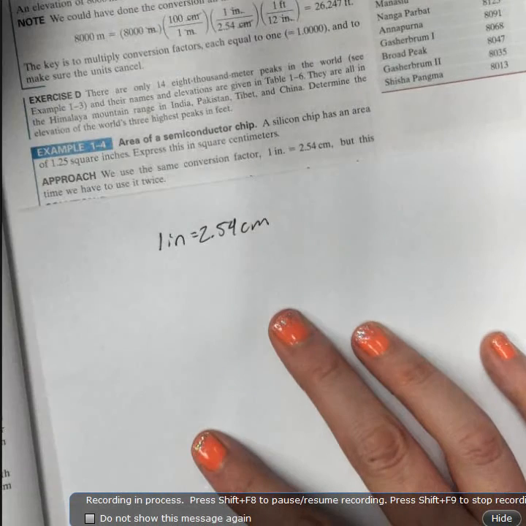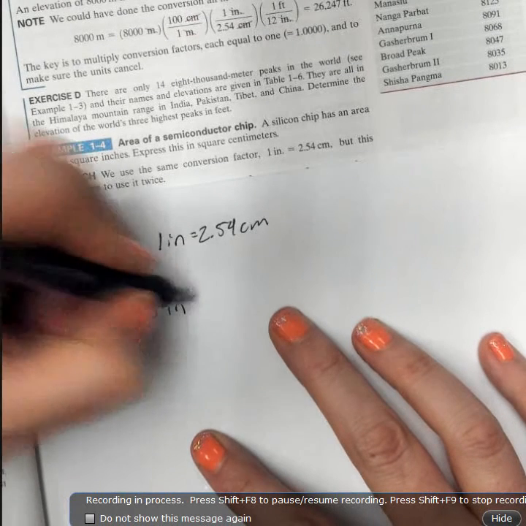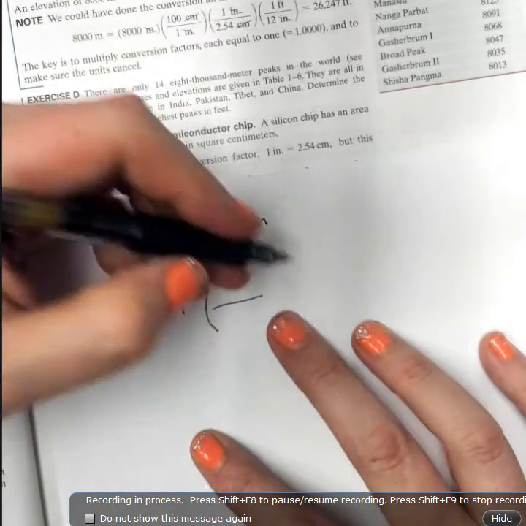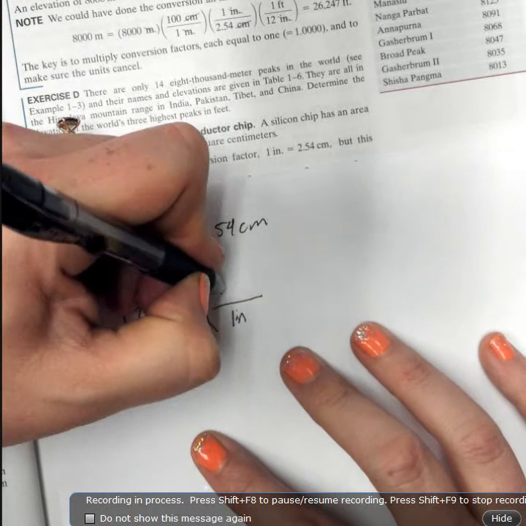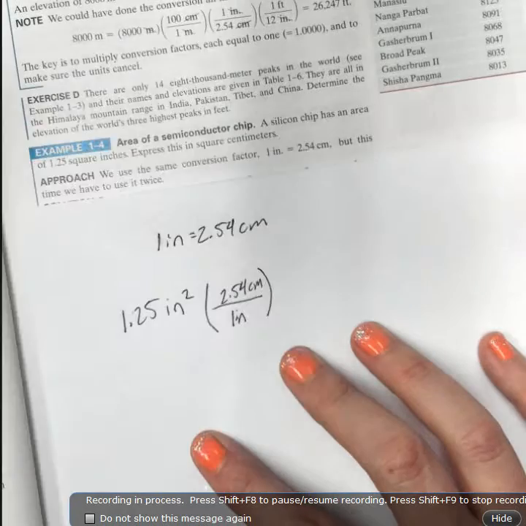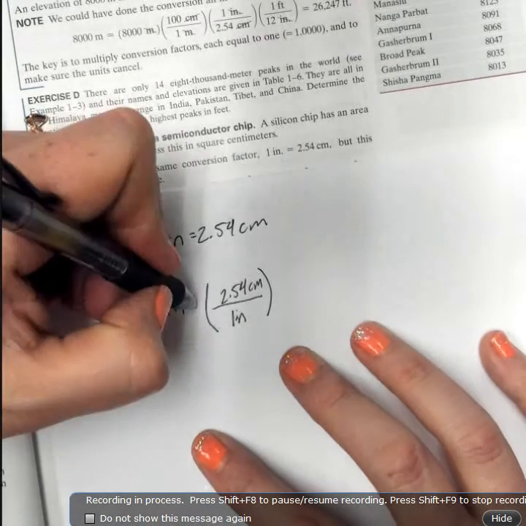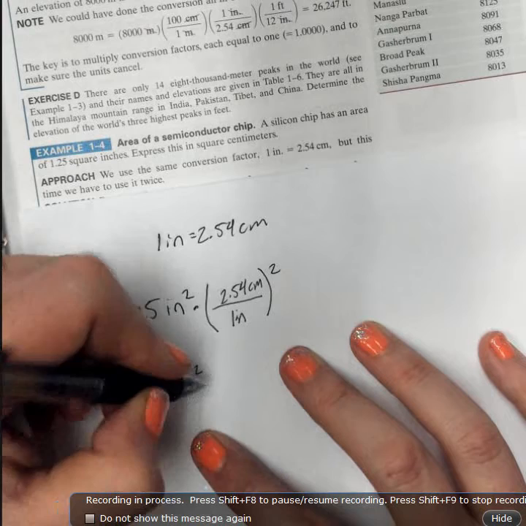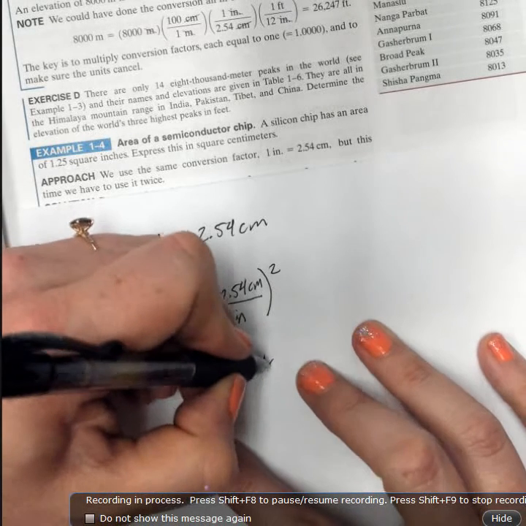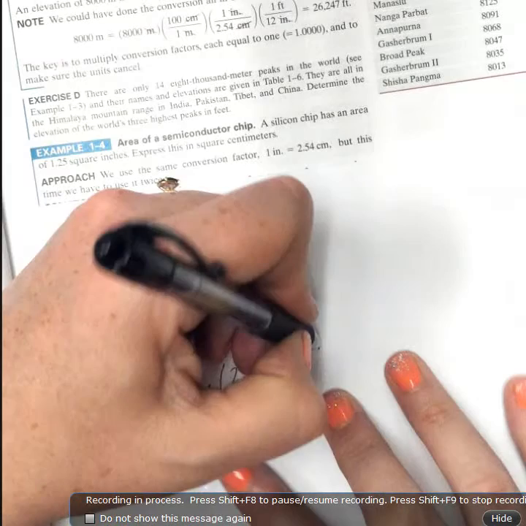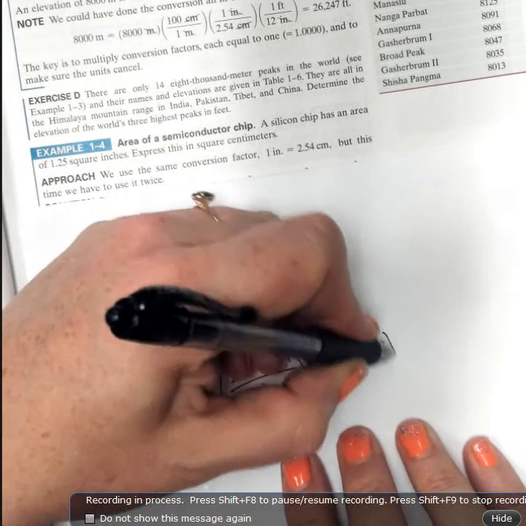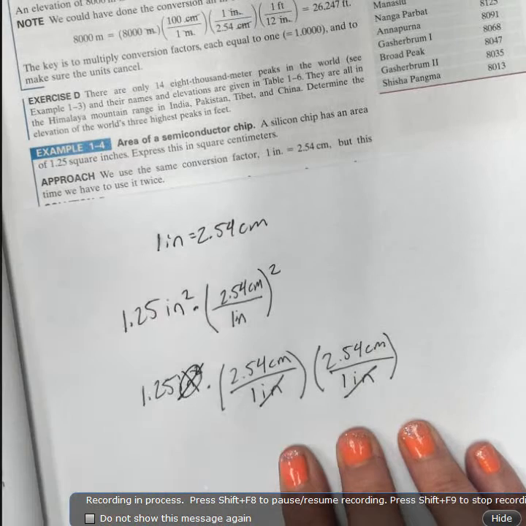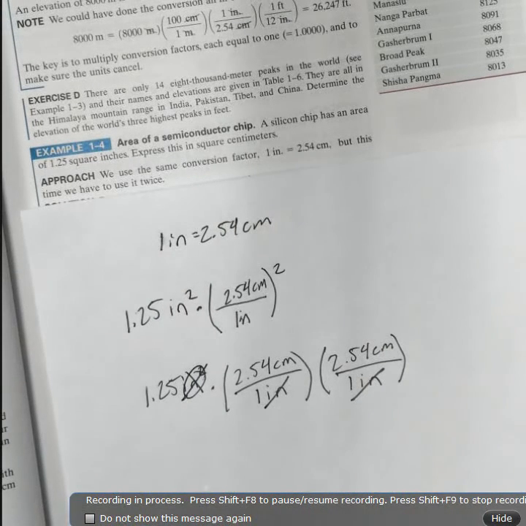But you see, we have 1.25 inches squared. That's squared inches, so that means we're going to have to cancel inches twice. 1 inch equals 2.54 centimeters, but if I just use this, I'm only canceling out one of these inches. So this is going to be squared, which means I'm writing 1.25 inches squared times 2.54 centimeters over 1 inch, squared. It takes both of these to cancel out both of these inches. So that means that I'm basically multiplying 1.25 by 2.54 squared.